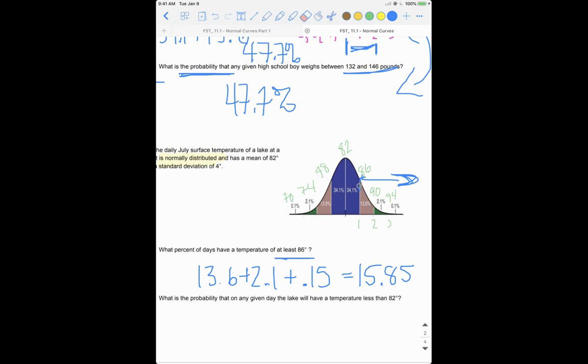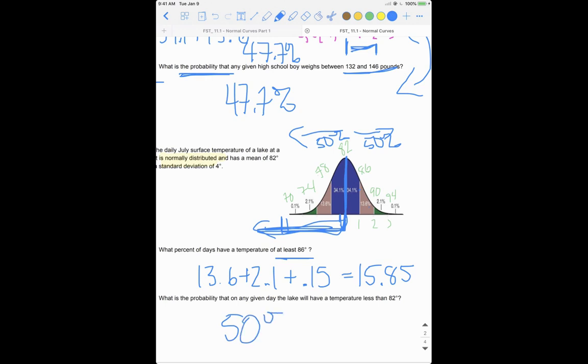What does this next one say? The next question says, what is the probability? Notice we can interchange percent and probability here. What's the probability that any given day on the lake will have a temperature less than 82 degrees? 82 is our mean, and we want less than 82. In the previous two videos, it said that each side of our mean has 50% of our data. Or you could add up all of these percentages, and you should get 50%. Everything below our mean is 50% of our data. So you have a 50% chance that your lake day is going to have a water temperature of less than 82 degrees.